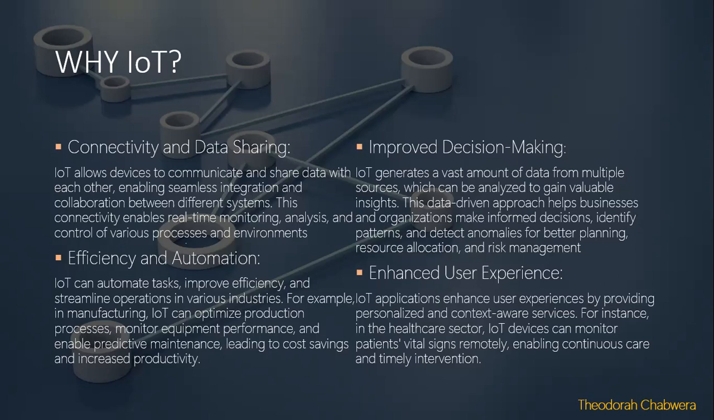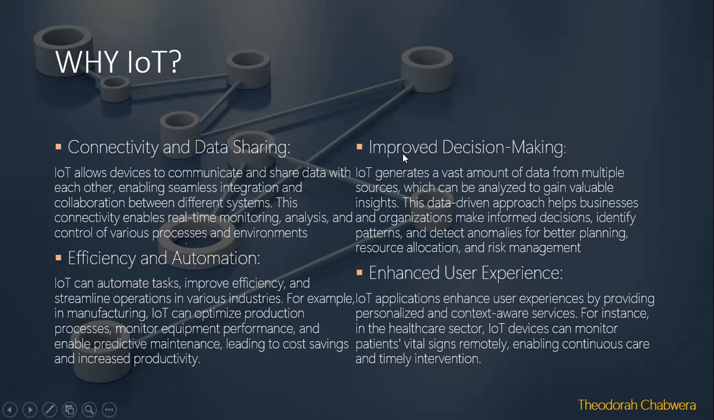The second reason why we need IoT is efficiency and automation. IoT can automate different tasks whilst improving efficiency and streamlining operations in various industries. For example, in manufacturing, we can use IoT to optimize production processes and monitor equipment performance, whilst enabling predictive maintenance, leading to cost savings and increased productivity. You know, when there is automation, processes are done easier and faster. That's why there is increased productivity.